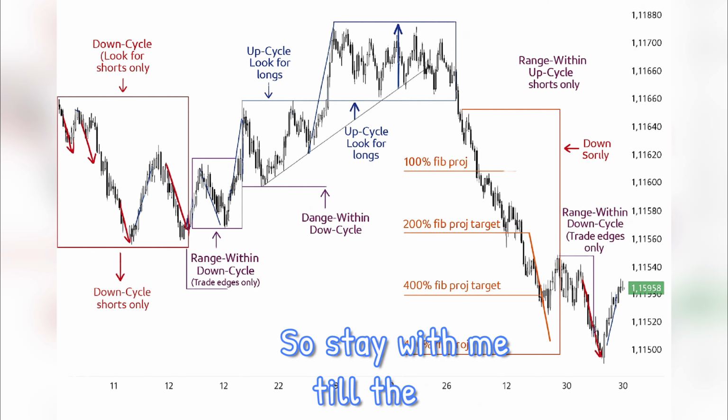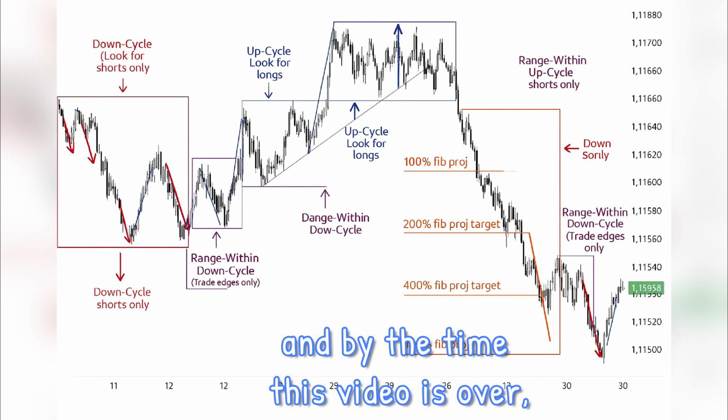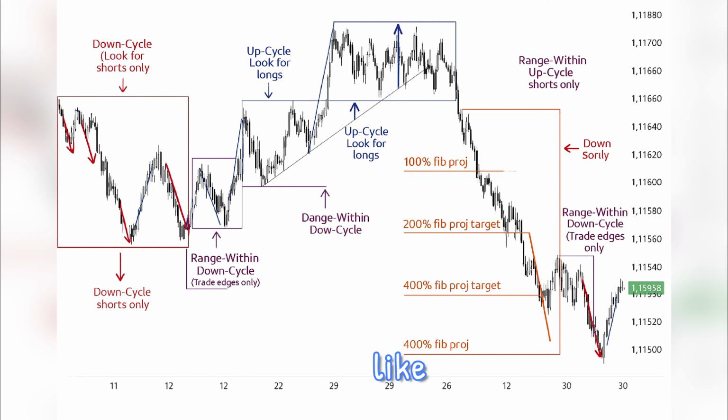So stay with me till the end, and by the time this video is over, you'll be able to read the market like smart money does, cycle by cycle. Let's begin on the far left side of the chart.